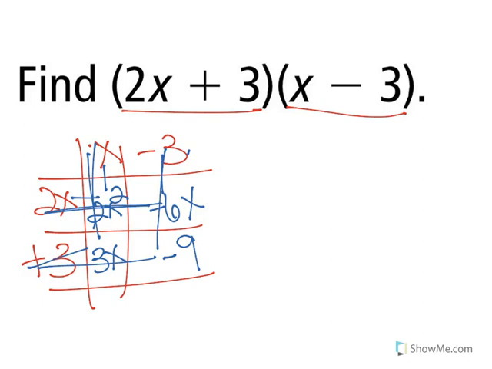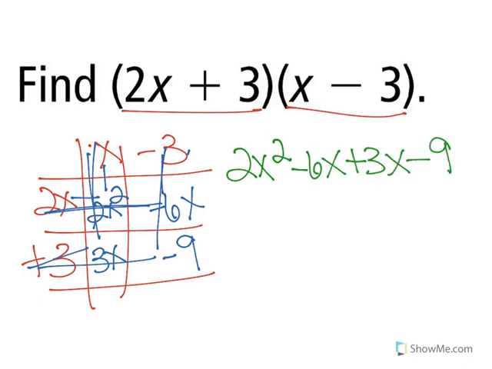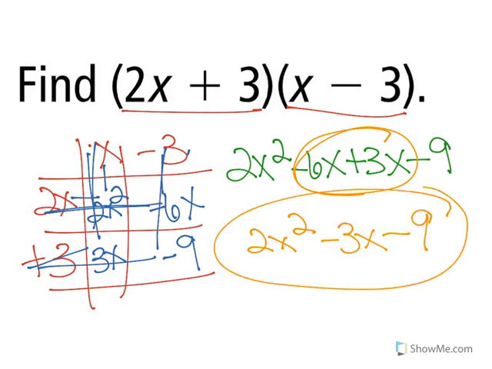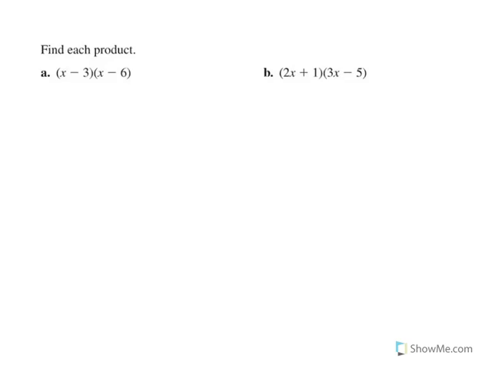So then we can write it out, 2x squared minus 6x plus 3x minus 9. And then, of course, add up our middle terms, 2x squared minus 3x minus 9, and that's your answer. This is another method, okay? So I've had many students over the years like this method as the best because you like tables, okay? Tables make you happy. So let's try another one, okay? So let's make our table.